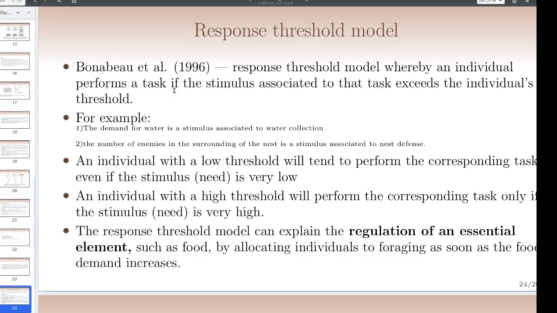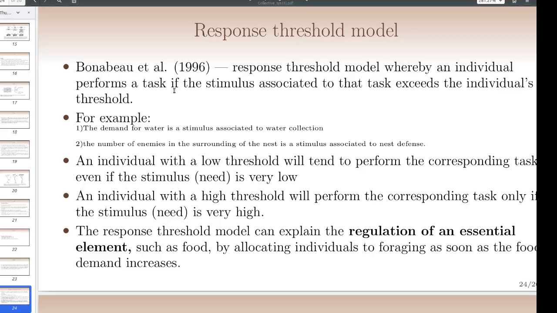So to implement this dynamic task allocation, we can use the response threshold model. This response threshold model was put forward by Bonabeau et al. in the year 1996. This model explains that an individual performs a task if the stimulus associated to that task exceeds the threshold. Examples are the demand of water, which is a stimulus associated to water collection, and the number of enemies in the surroundings of the nest, which is a stimulus associated to nest defense.